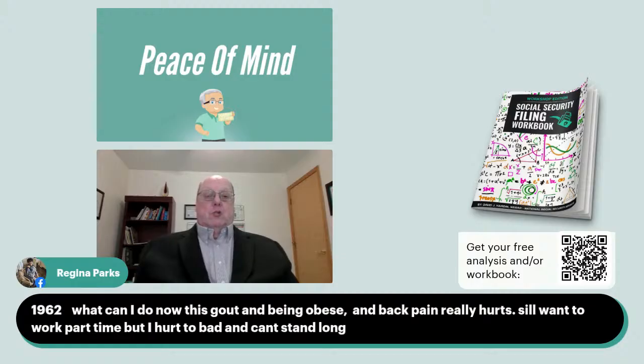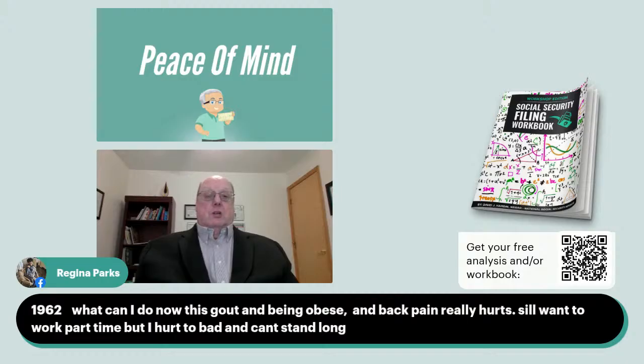The workbook will walk you through some of that. If you have other assets, we can show you what that is. But it's a very complicated question. And I don't know the answer. It depends on a lot of things. But you're going to get a significantly reduced amount by taking it at 62.